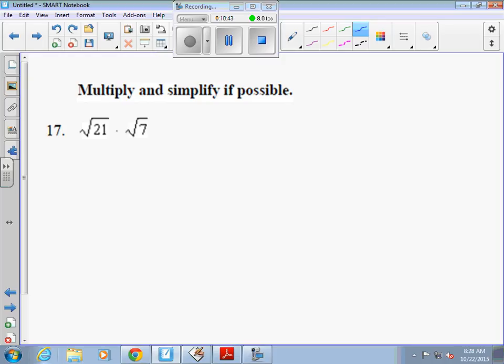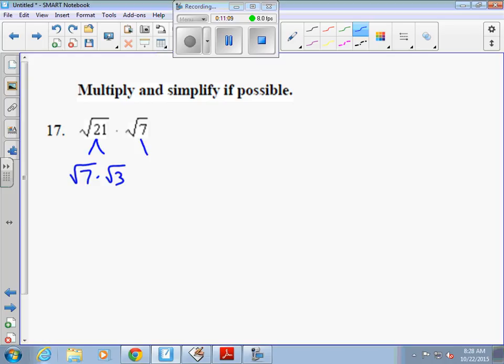17, multiply and simplify if possible. You can multiply the square root of 21 times the square root of 7. Sure. But a shortcut to this is to notice that there is a factor in 21, 7. Now, look what I just did. I did not take a perfect square out at all. 7 nor 3. Neither one of those is a perfect square.